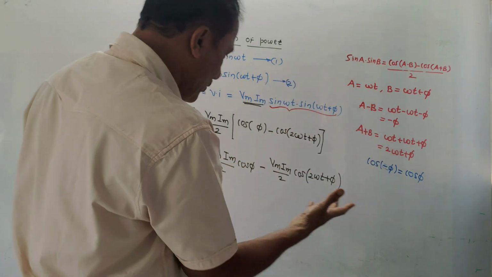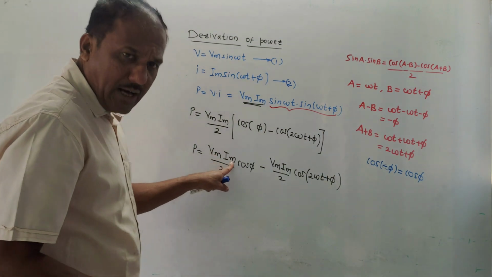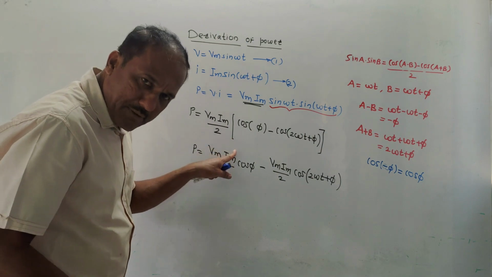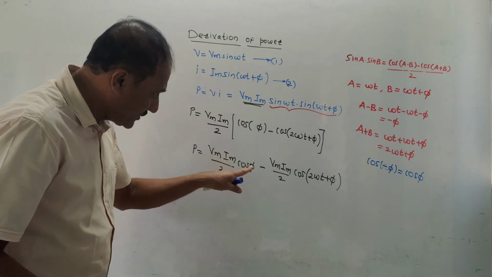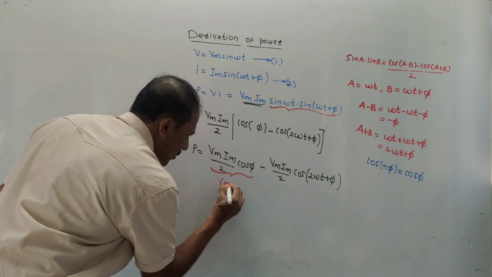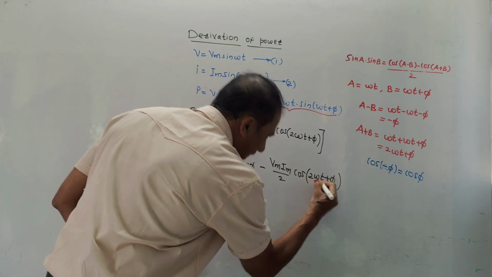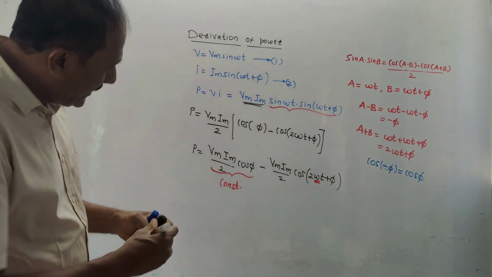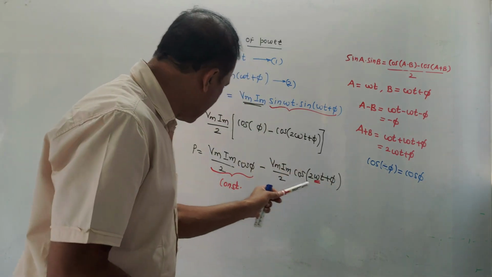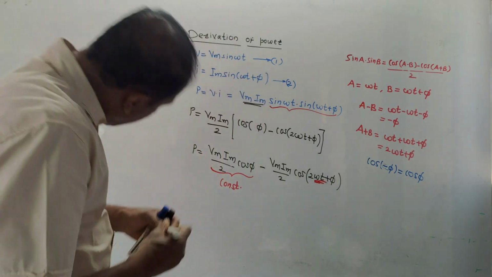We need to still calculate the average power. Now just observe this term. Here Vm, Im are maximum voltage, maximum current, 2 is constant, these values are constant, 5 is also constant. So this term is basically a constant term. Whereas this term contains omega. Omega is a frequency, so it is not constant, it is varying, as well as it contains t, so it is changing with respect to time period.